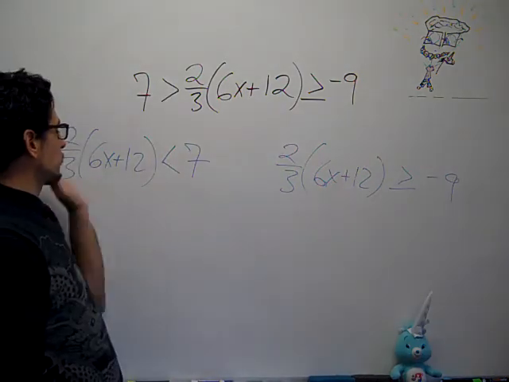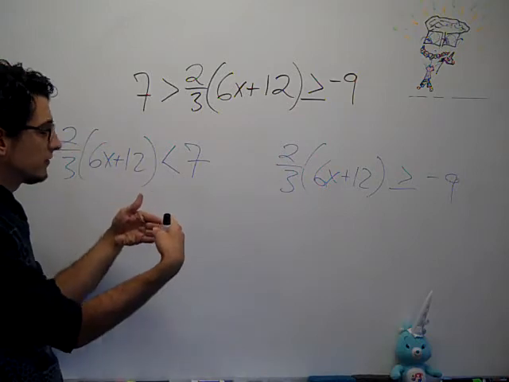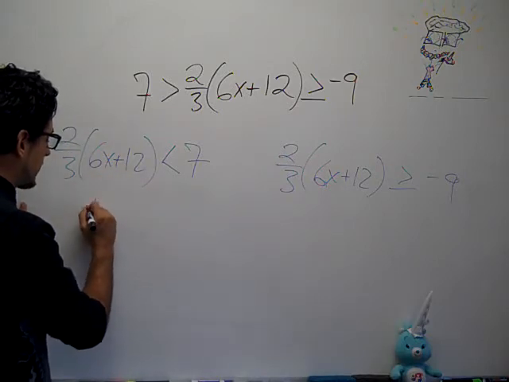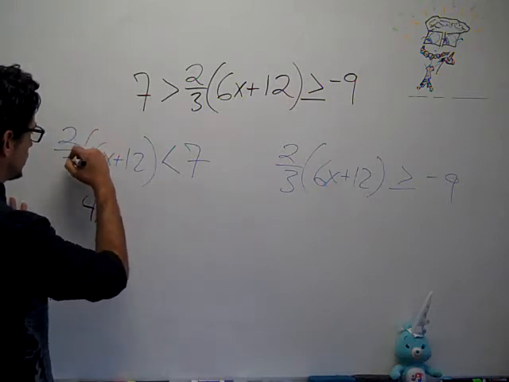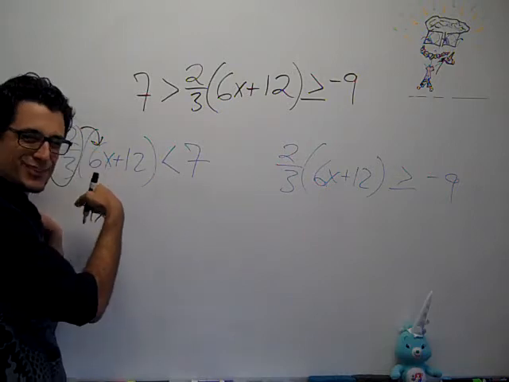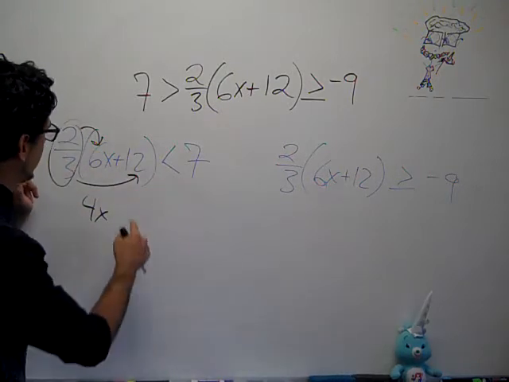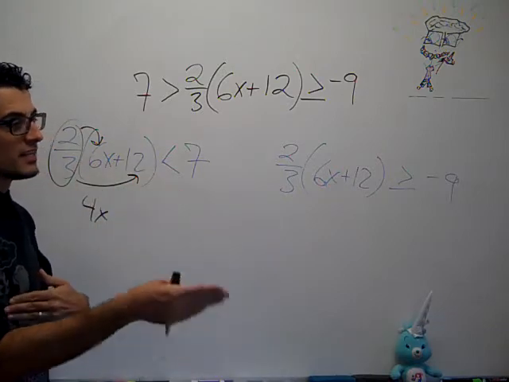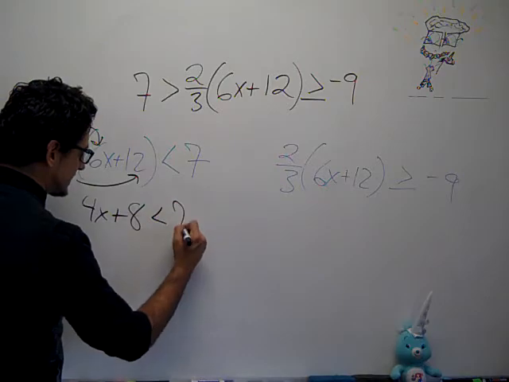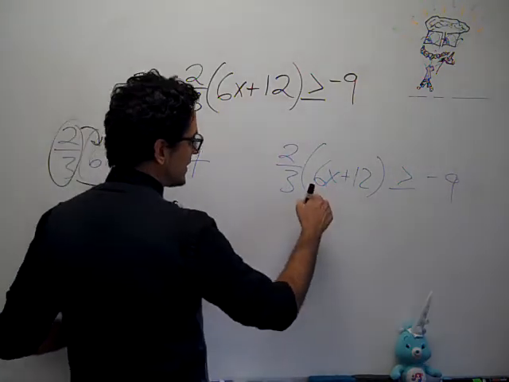If I'm going to distribute 2/3 into this, I can think, what is 2 times 6? That's 12 divided by 3, which gives me 4. So I've got 4x here, and then 2/3 multiplying by 12. Again, 2 times 12 is 24, divided by 3 is 8. So I have 4x plus 8 is less than 7. And over here I can do the same kind of stuff with the distributive property.